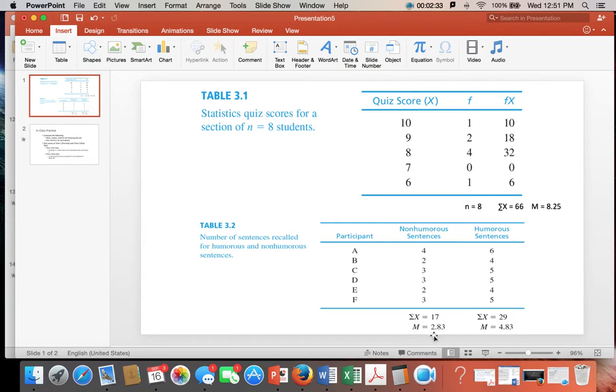So again, here we do our sum of x. In this particular case it is equal to 17. 17 divided by 6, because that is our sample size, gives us a value of 2.83. For our humorous sentence group, we summed up our values, giving us a value of 29, dividing again by 6, giving us a value of 4.83.